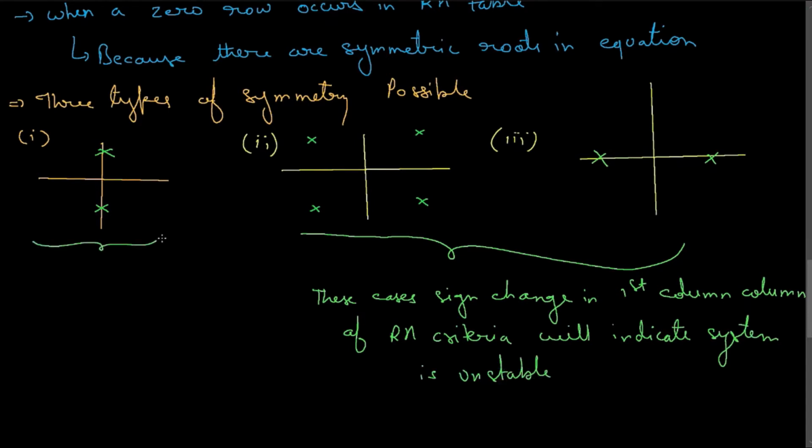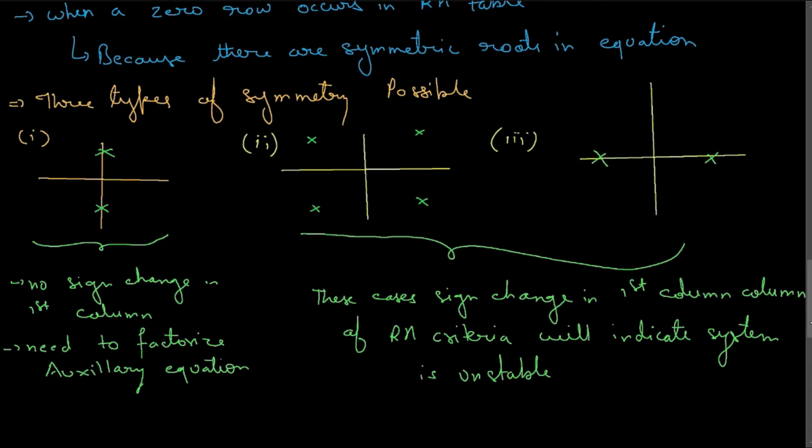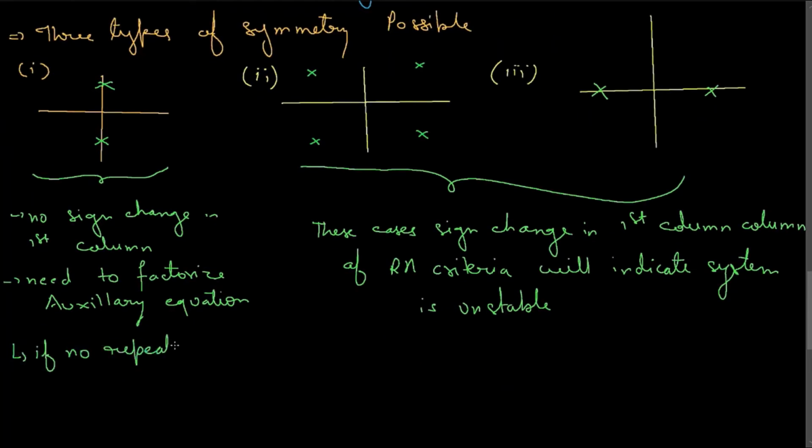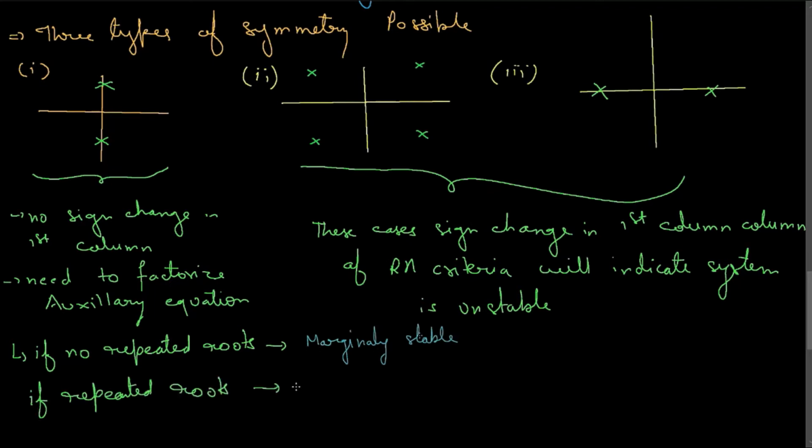Now for the case when there are imaginary poles on the imaginary axis, symmetric about the origin, we will not get a sign change in the RH table. So for this system there lies an additional step in which we will have to factorize the auxiliary equation. What is the auxiliary equation? We will see in our examples. When we factorize these auxiliary equations, we have to see whether we have repeated roots or not. When the roots are not repeated, the system will be stable. But when the roots are repeated, the system becomes unstable.